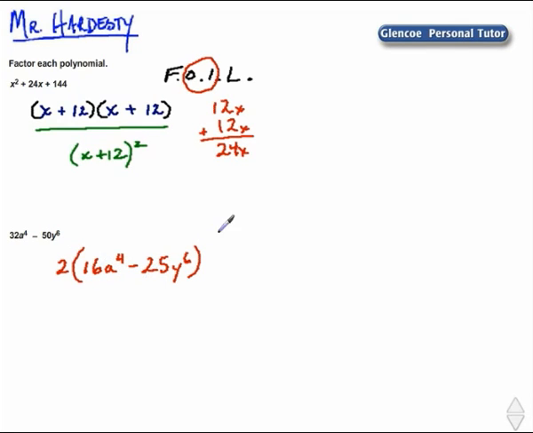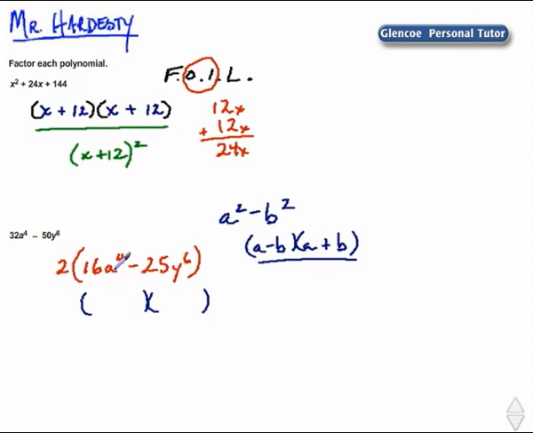That is, it can be written in the form a squared minus b squared. And we know by this factoring technique that we'll factor the difference of squares as a minus b times a plus b. In other words, since we have two perfect squares, we can take the square root of each. The square root of 16a to the fourth is 4a squared. That will represent a in our difference of squares template.